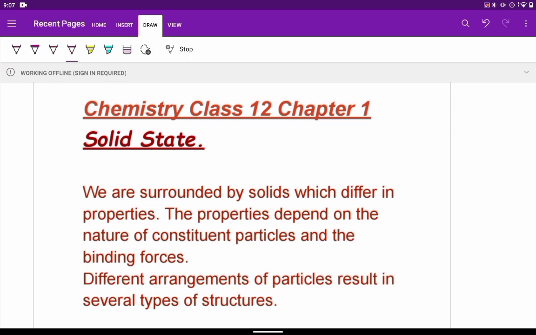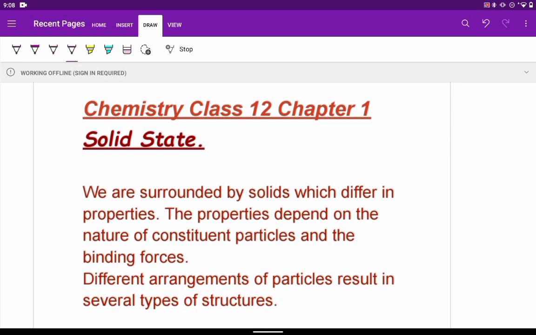Today we will see chemistry class 12 chapter 1, that is solid state. Now see students, we all are surrounded by so many different types of solids around us, but we see that all the solids differ in their properties.